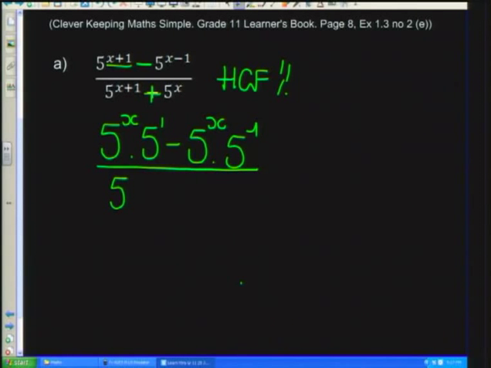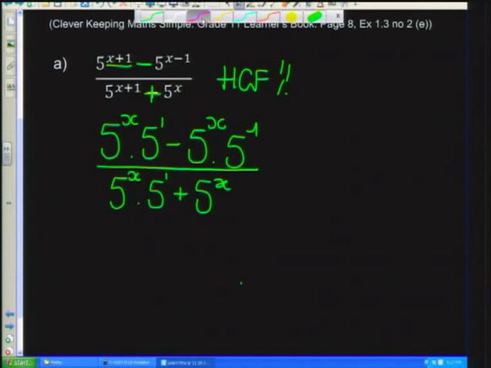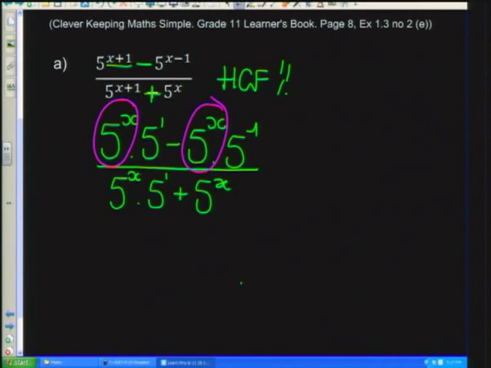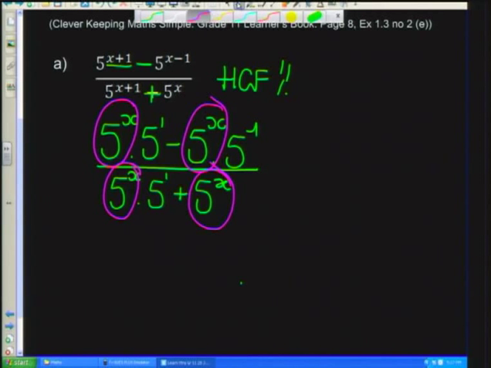And let's do the same down below here. So I've got a 5 to the x plus 1 plus 5 to the x. Hopefully we can all very clearly see that in the numerator, I've got a common factor of 5 to the x, and in the denominator, I also have a highest common factor of 5 to the x. So let's take that out.